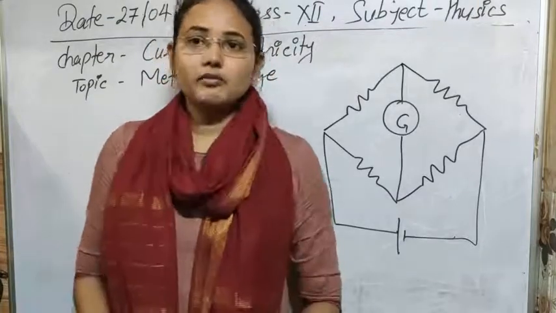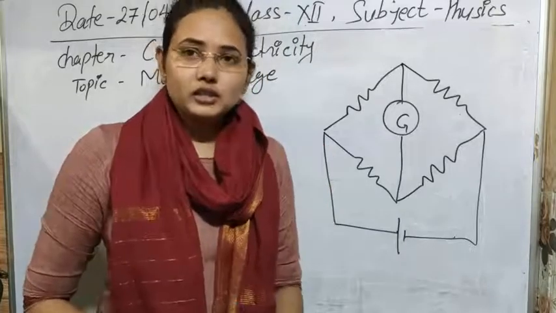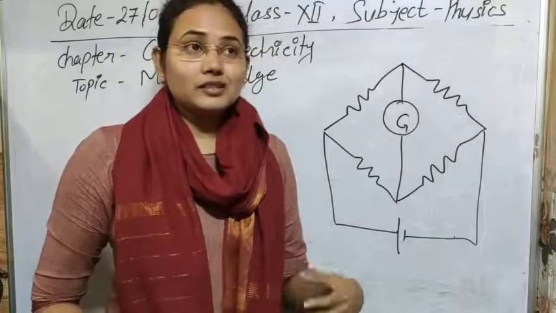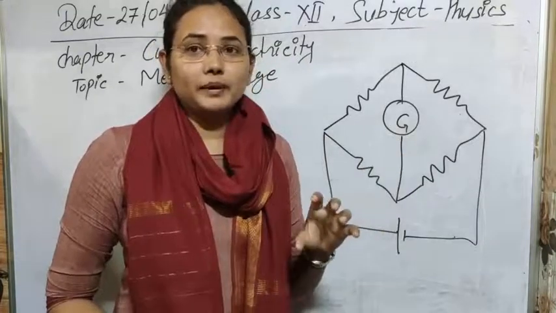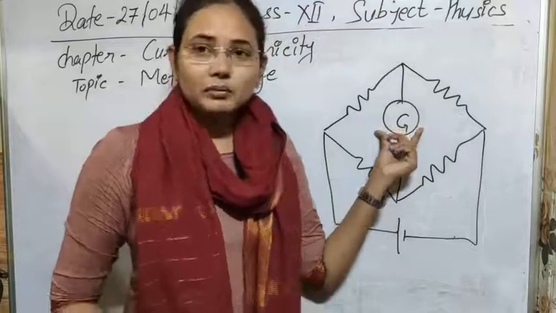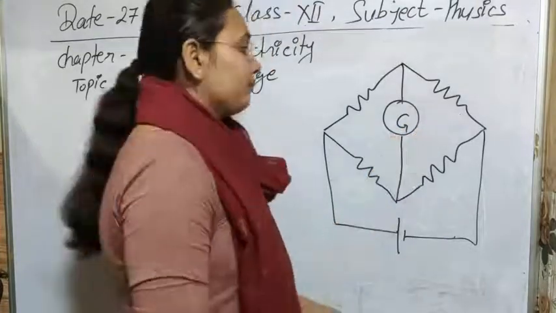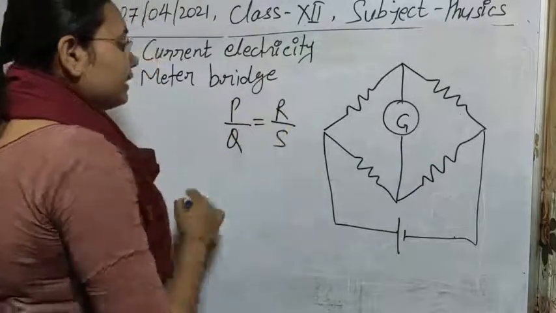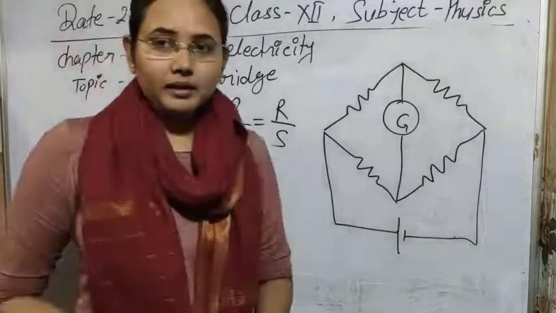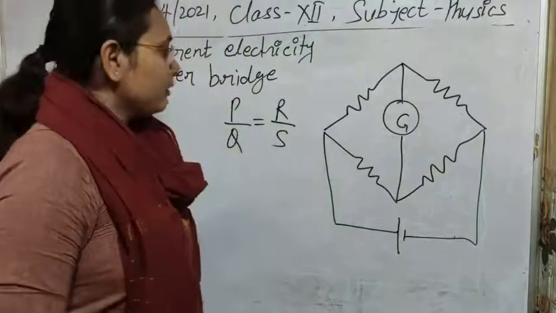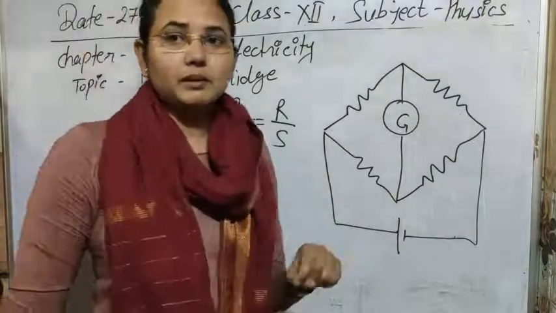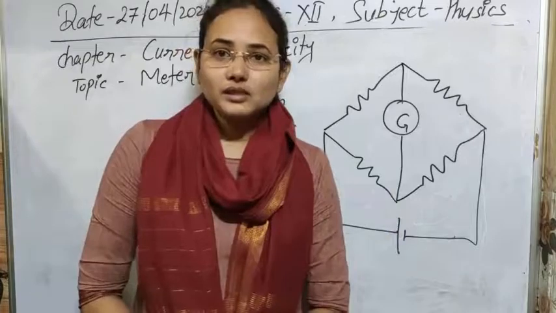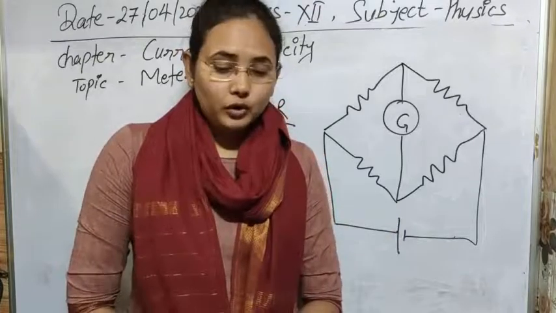The principle of the Wheatstone bridge is that if we adjust the resistors in our instrument in such a way that the null point is obtained, meaning the deflection in the galvanometer becomes 0, then if we have 4 resistors P, Q, R and S, we can write P by Q is equal to R by S. This is the basic principle of the Wheatstone bridge, and also of the meter bridge. So let's see the formula to calculate the unknown resistance using the meter bridge. How can you derive that?